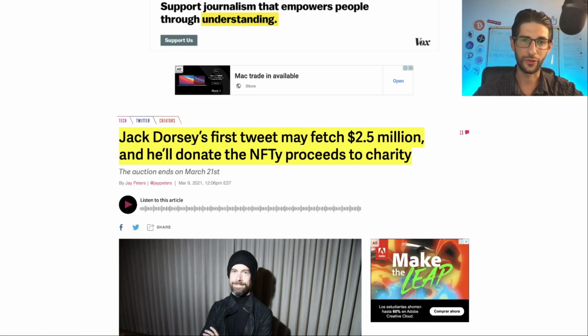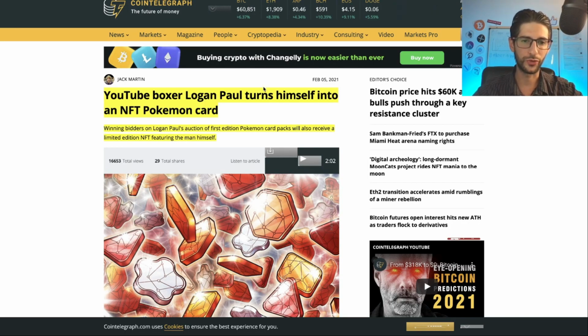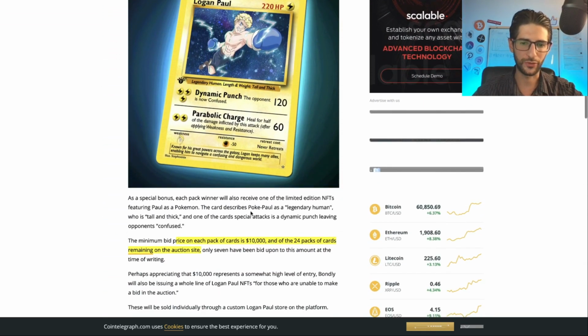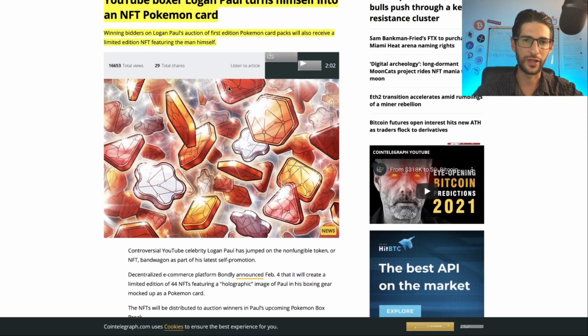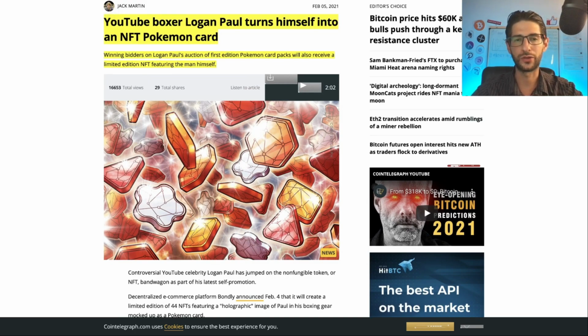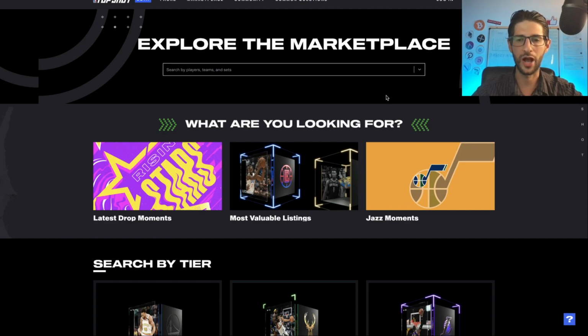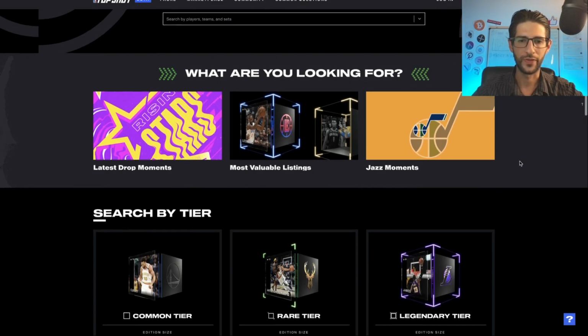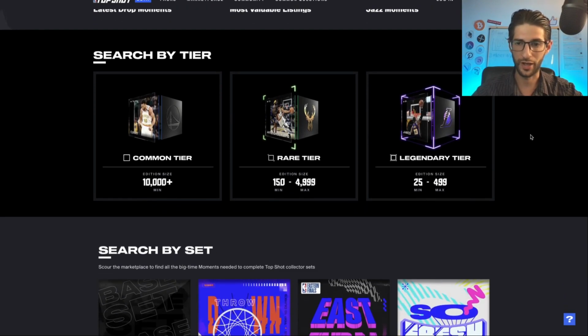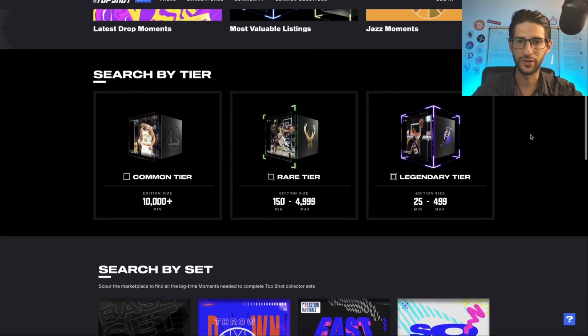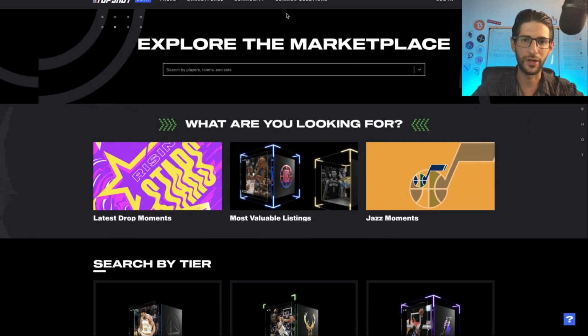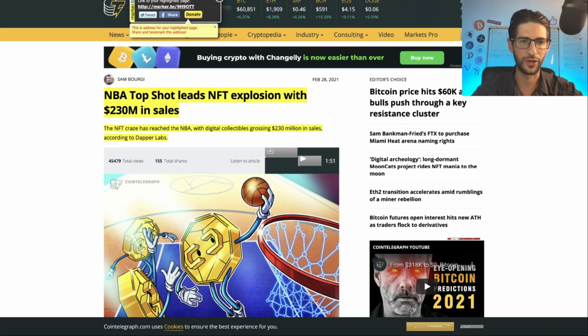There is other news, for example: Logan Paul, the YouTuber, turns himself into an NFT Pokemon card, and he sold 24 packs of cards for $10,000. And because all of that is attached to the Ethereum network in this case, you will be able to follow the ownership of these cards. The same happened with this site, Top Shot, right now one of the biggest in this aspect. They are selling NFTs from shots of NBA matches. So you can come to this marketplace and buy all kinds of stuff from here.